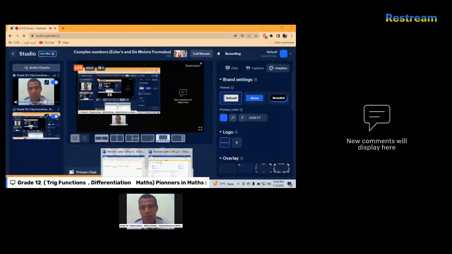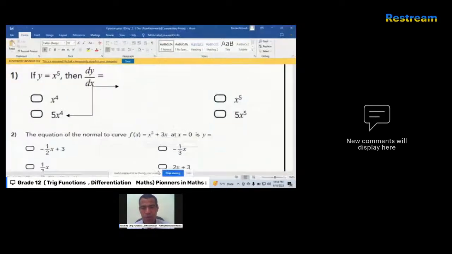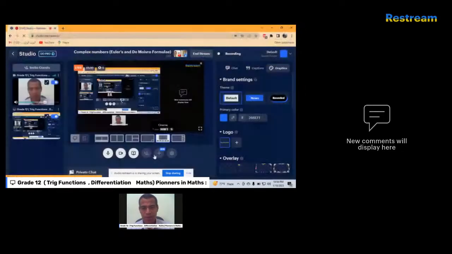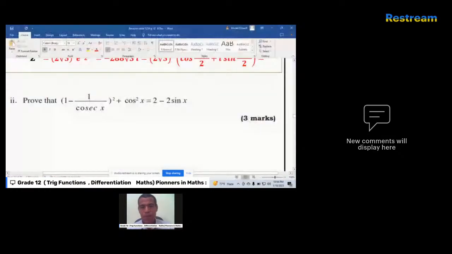Okay, now we continue, learners. We have the question. Don't save. Move to the next one. So this is the question: prove that (1 minus 1 over cosec x) all squared plus cosine square is 2 minus 2 sine x.